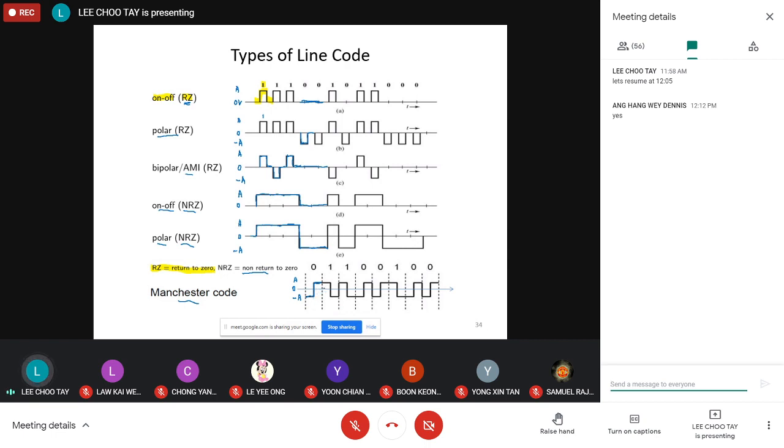And then to transmit a one, it is a high to low transition. To transmit a one, we start with a high or positive pulse, and this pulse goes low to negative at the midpoint, the half bit duration. So high to low is to transmit a one, low to high is to transmit a zero. Okay, that is for Manchester code. Clear on line code?